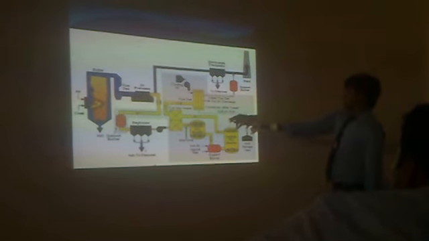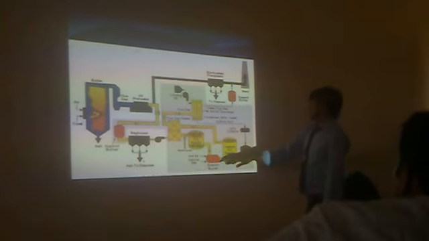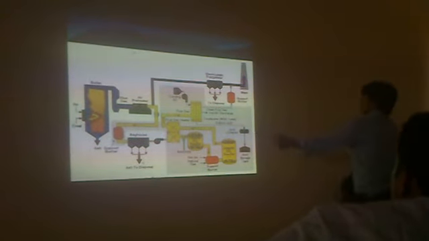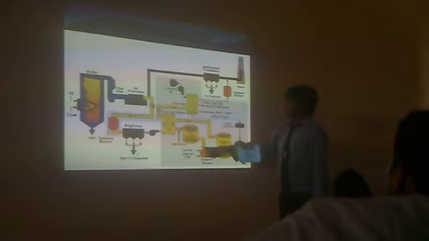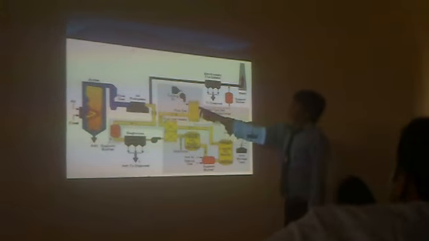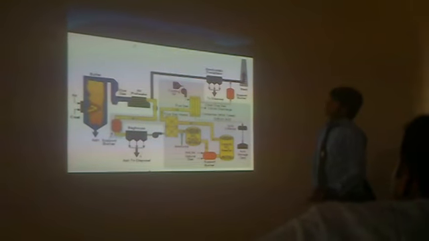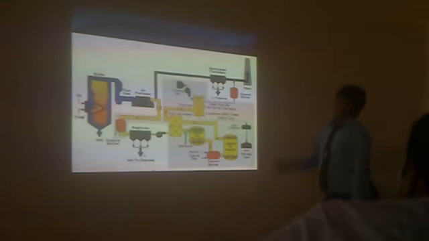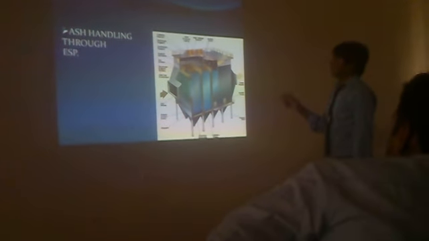So you can see that after the cathode there are reactors. Here the NOx is going to be absorbed. And after all the cleaning process, the clean air is sent into the atmosphere with the help of large chimneys. That's it. So this is the ash handling through the ESP. ESP is known as the electrostatic precipitator.